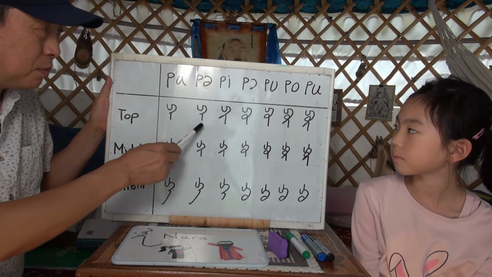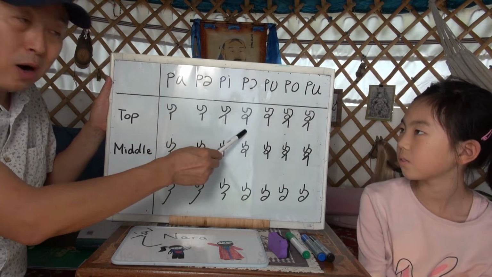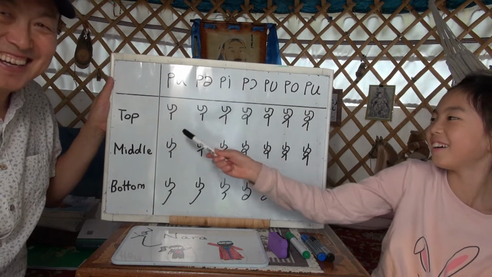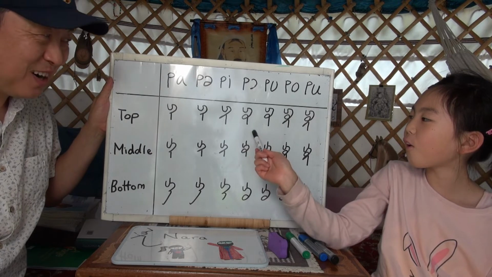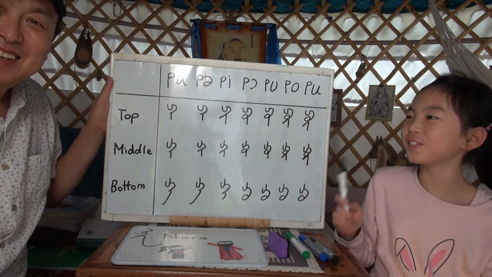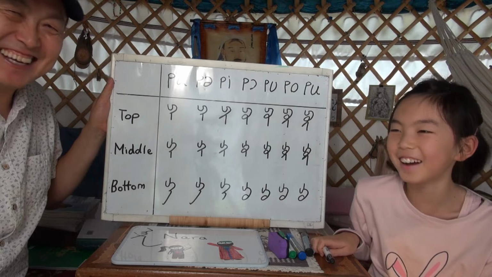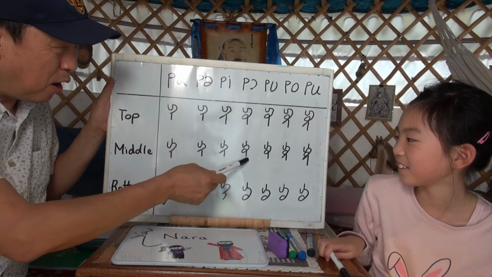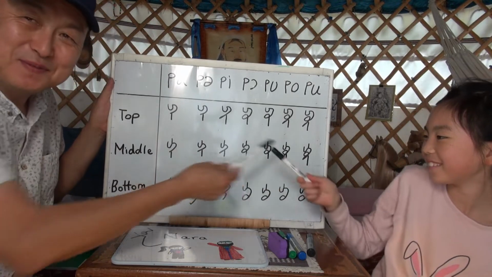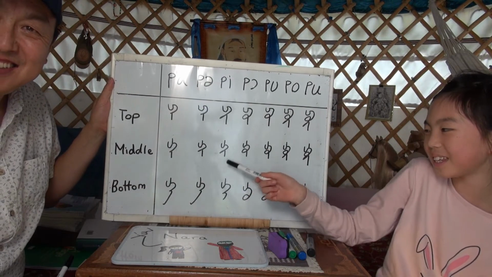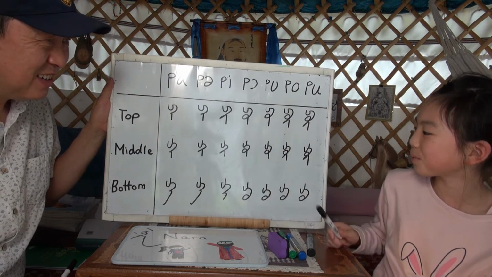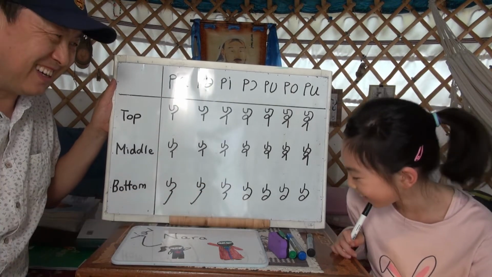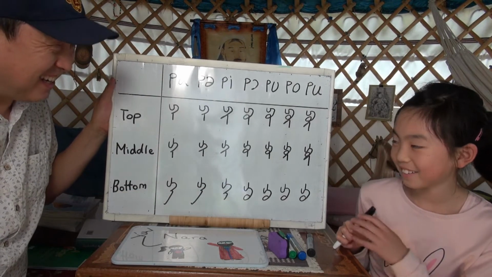Pa, P, Po, Po. Someone is very happy. Pa, P, Po, Po. So it's half the P and half the Po. That's the sound.